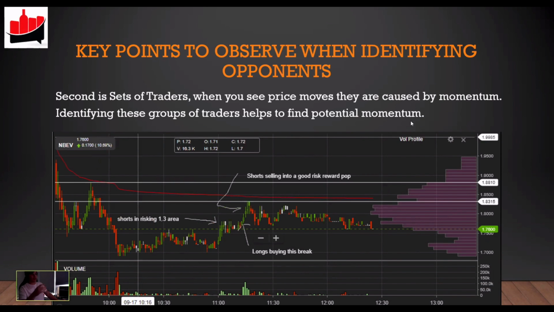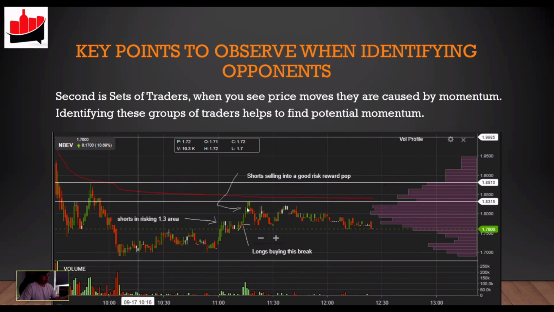When you see price moves that are caused by momentum, if you identify these groups of traders, it helps to find potential momentum. So when you're looking at this chart and you see these patterns, you should be thinking shorts are in here risking because of the wall of sellers. Shorts are probably getting in here, risking this break right here. And then there are also going to be longs looking to buy this break right here and risking the support level. So you've got to be thinking what they're thinking.